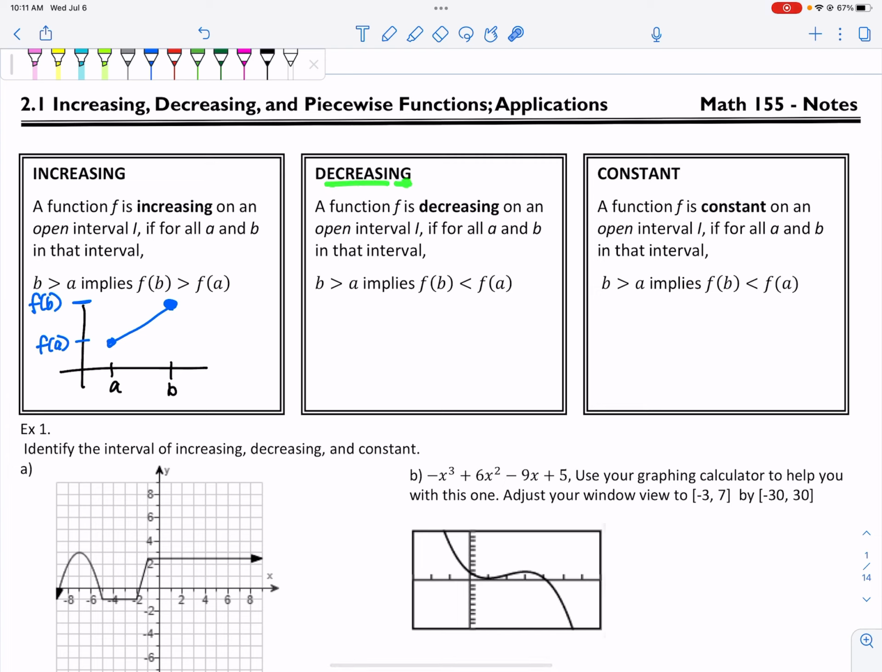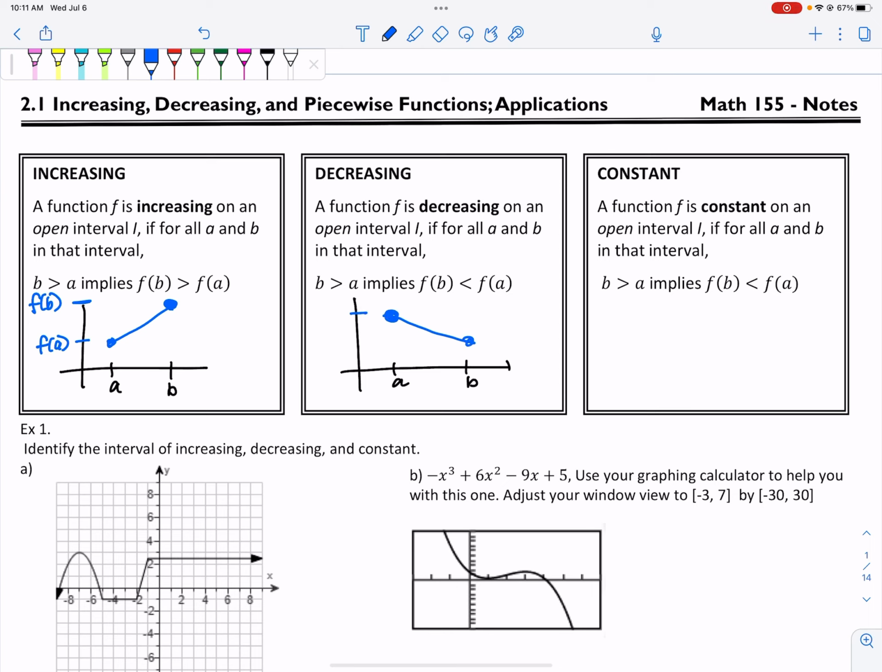Now let's look at decreasing. A function f is decreasing on an open interval I if for all a and b in the interval, b greater than a implies that f of b is less than f of a. Here on the coordinate plane, here's a, here's b. When we think about decreasing, we always think about going down. So from left to right, draw a function going down on this interval.